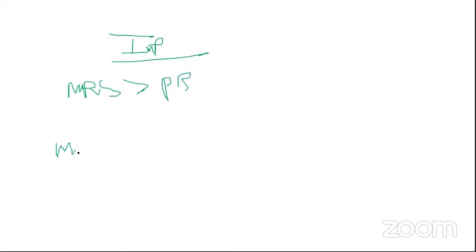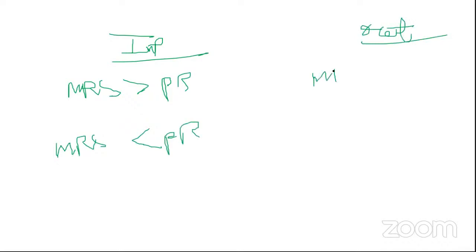For the input point of view, marginal rate of substitution more than price ratio, and marginal rate of substitution less than price ratio. Okay, in output point of view, marginal rate of substitution greater than price ratio, and marginal rate of substitution less than price ratio.